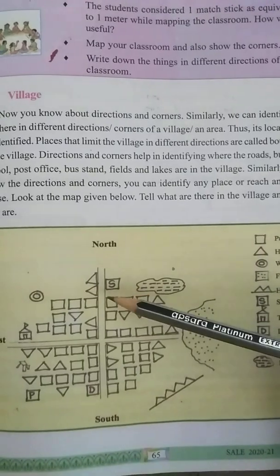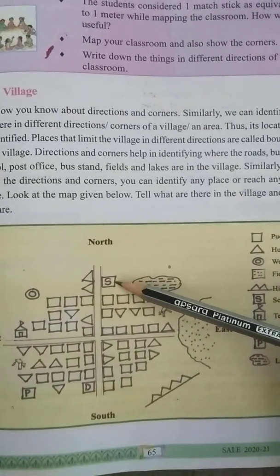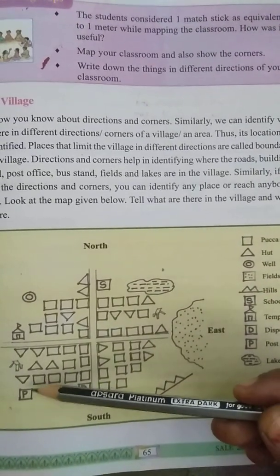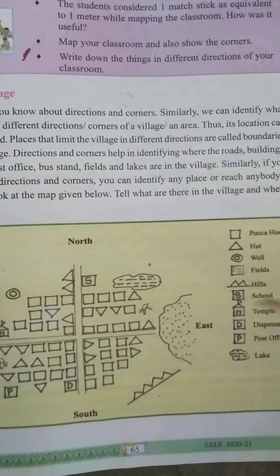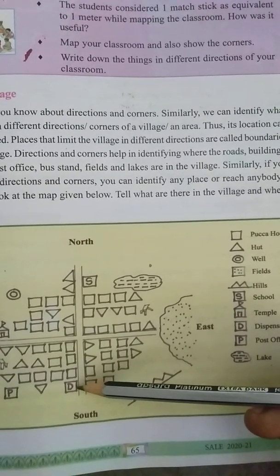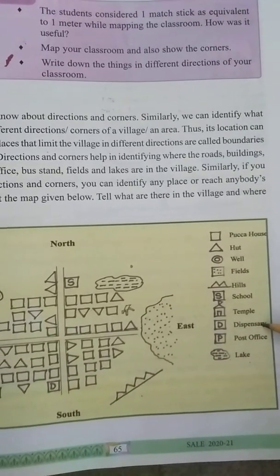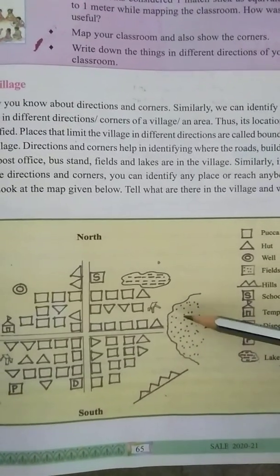Now here, see, in one box S is given. S means school. Here P means post office, and one more letter is given here. What is it? D. D means dispensary. Dispensary means medical. We forgot again.